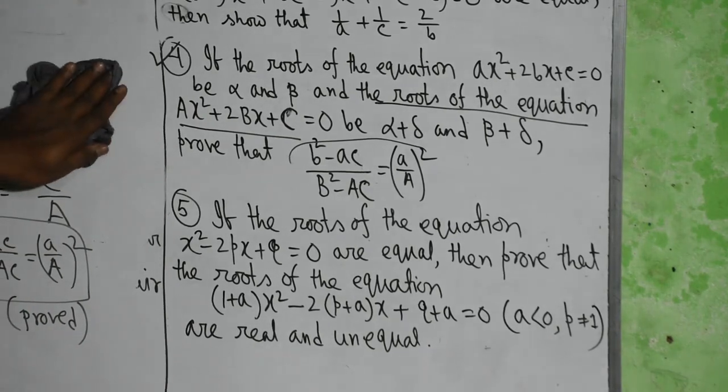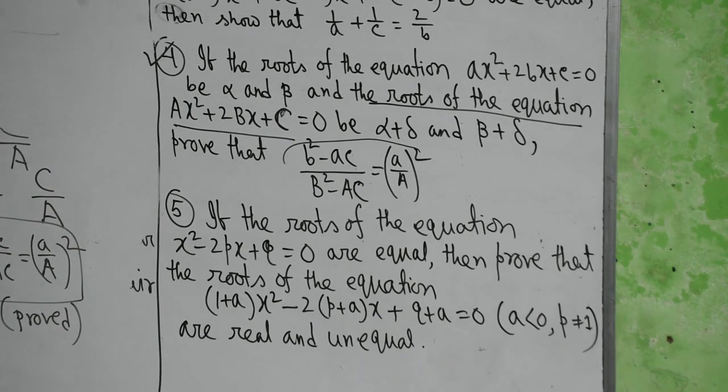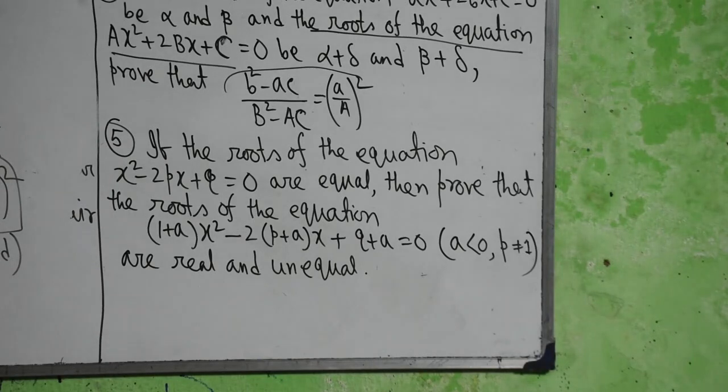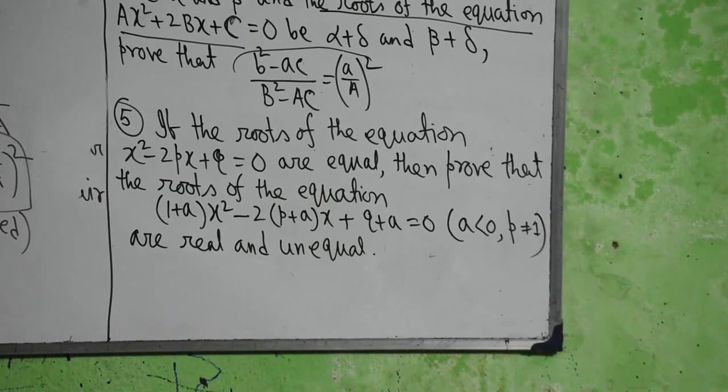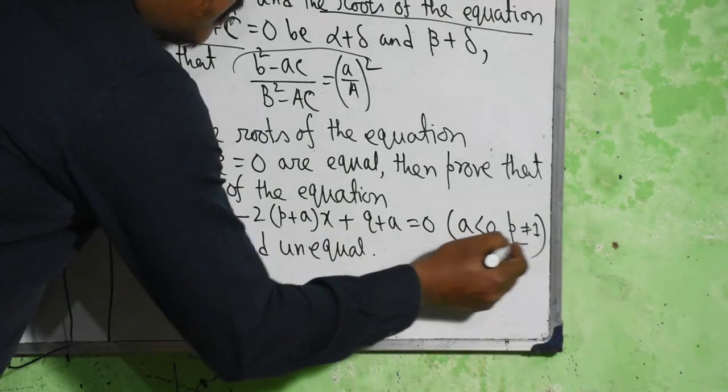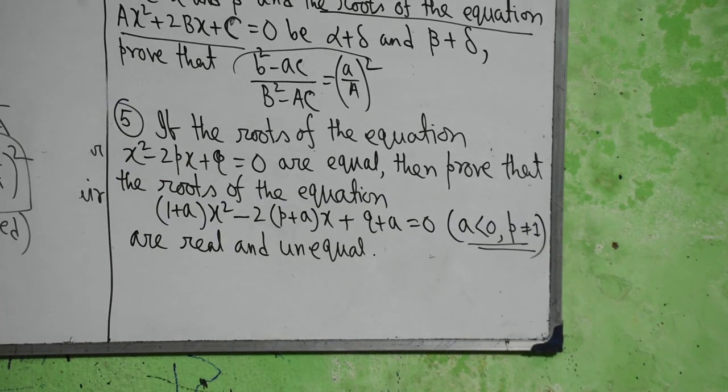Next, problem number 5. If the roots of the equation x square minus 2px plus q equals 0 are equal, then prove that the roots of the equation (1 plus a) x square minus 2(p plus a) x plus (q plus a) equals 0, where the condition a less than 0 and p not equal to 0 is very important, are real and unequal.